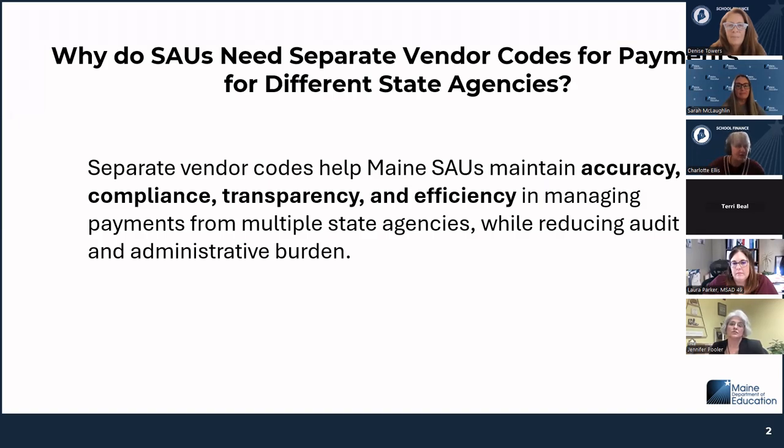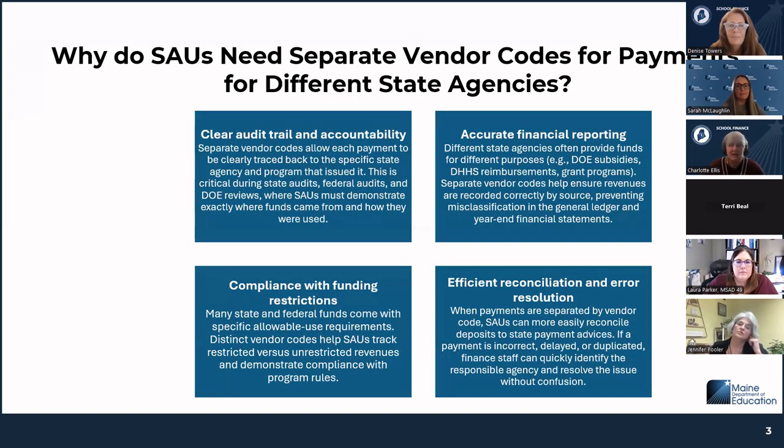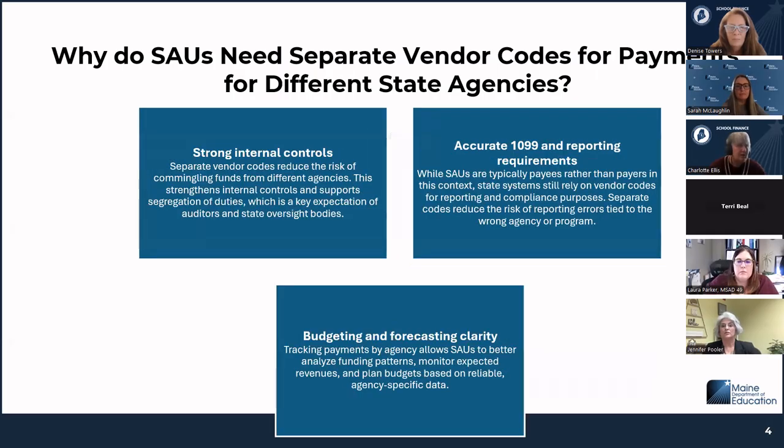So we'll go into it a little bit more, but it's basically to keep a clear audit trail of what things are spent on. So for example, some federal and state funding can only be used for specific purposes. And also some funds cannot be commingled. So those all need to be kept separate, which is why we have separate vendor codes. And again, it's for strong internal controls, and you can also use it for budgeting.